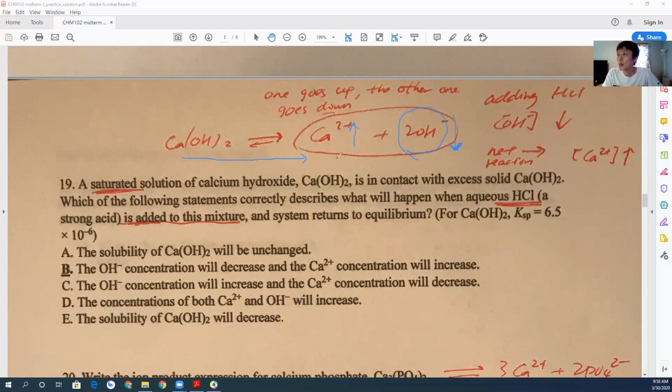Also, at the same temperature, this Ksp is constant. So Ksp in this case is equal to the calcium concentration times the hydroxide concentration squared. Meaning that if one of the concentrations goes down, the other one must go up. So if you add acid that decreases the hydroxide concentration, the calcium concentration must go up. So the correct answer should be B.